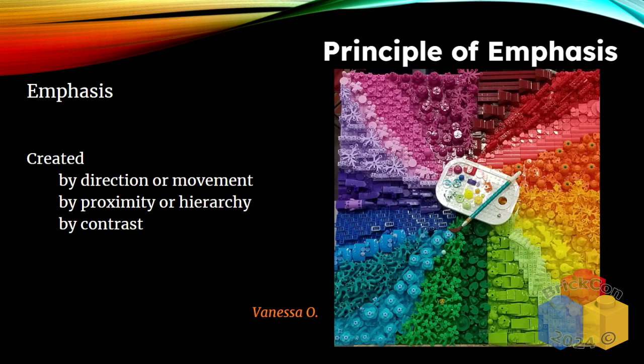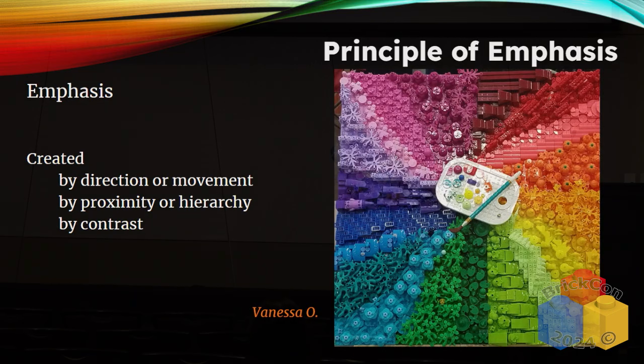So, okay, how else can I create this? You can create it by direction and movement. Proximity or hierarchy. Something larger is obviously going to draw more attention than something small. Something that's close to things that you're close and busy is going to be one type of emphasis. Sometimes something all by itself can be emphasized because it's set apart. And then contrast, especially here we've got contrast. And that leads us to the next principle, which is contrast.